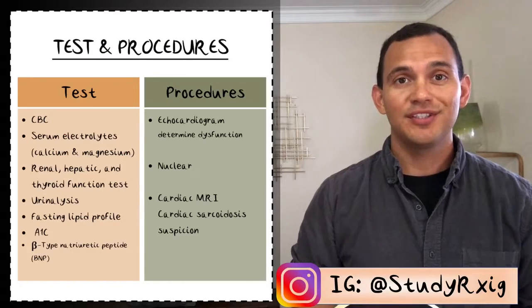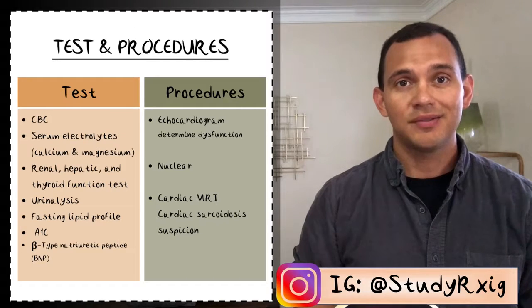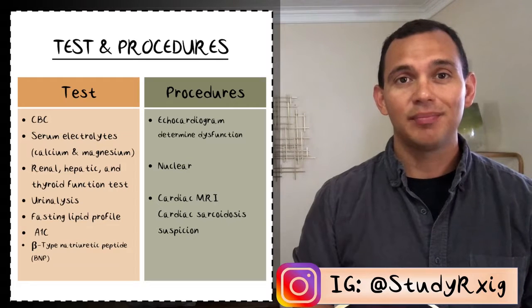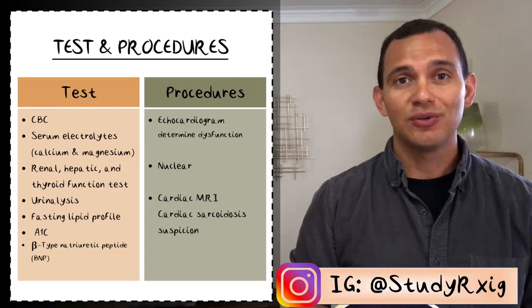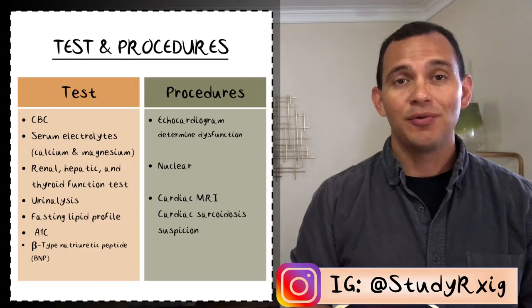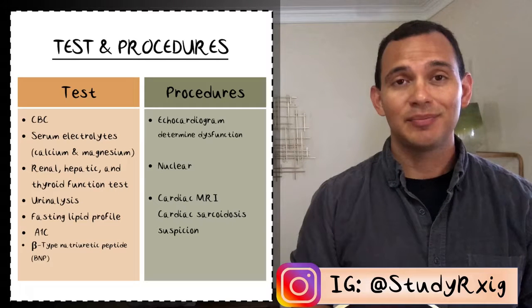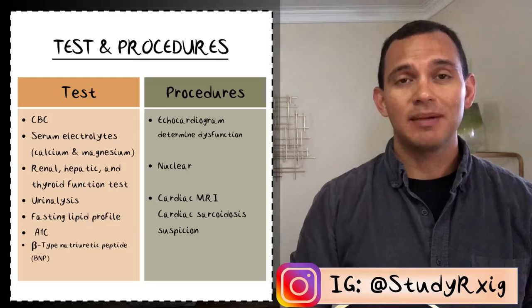For tests and procedures, diagnosis should be made clinically with laboratory data that is suggestive of the patient's complications. Some of these tests may include a complete blood cell count, CBC, also serum electrolytes, which include calcium and magnesium, renal, hepatic, and thyroid function tests, urinalysis, fasting lipid profile, A1C, and lastly B-type natriuretic peptide, BNP.